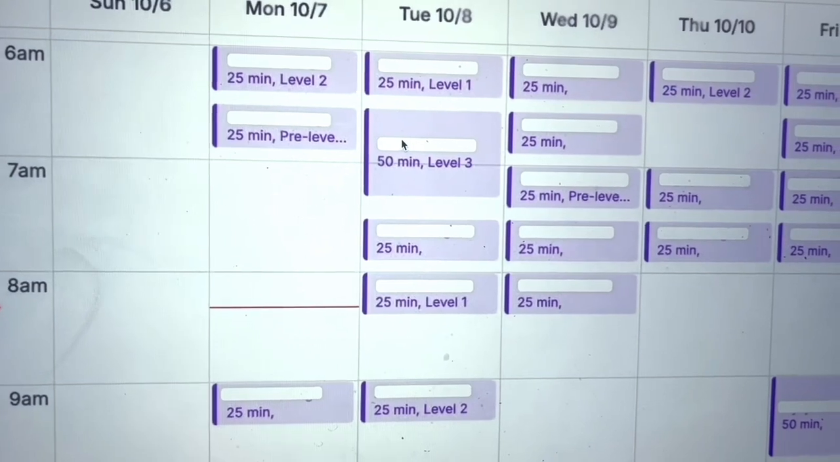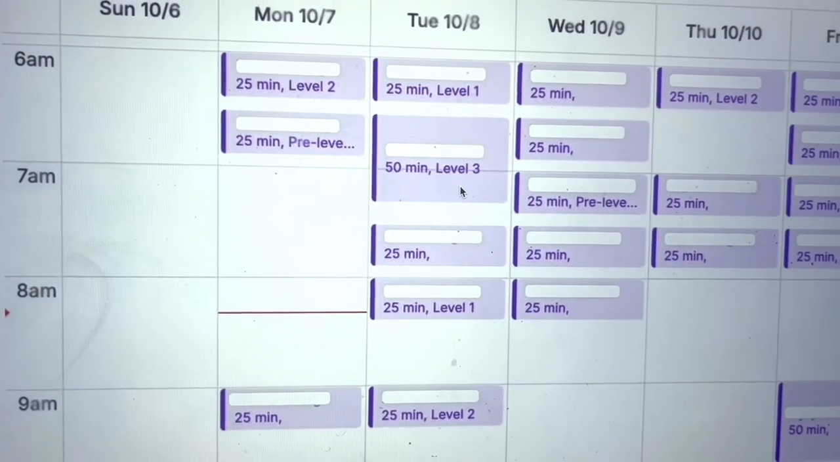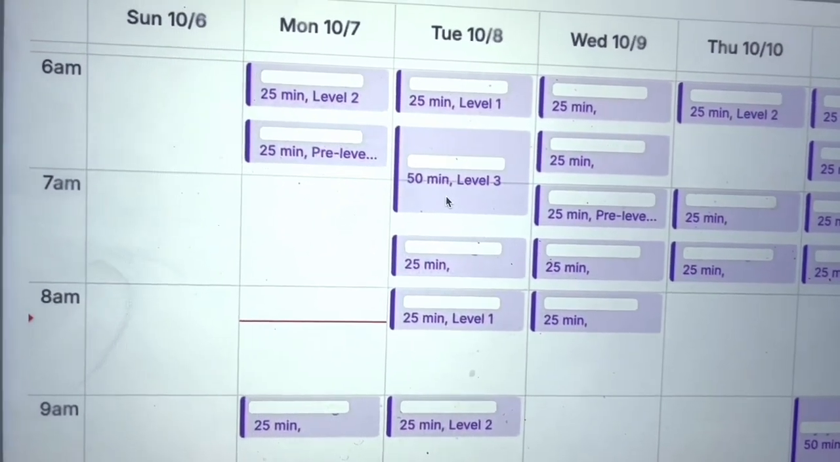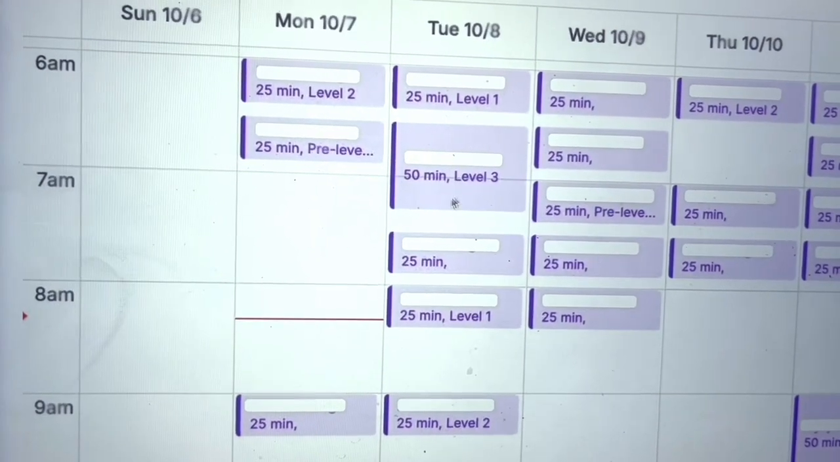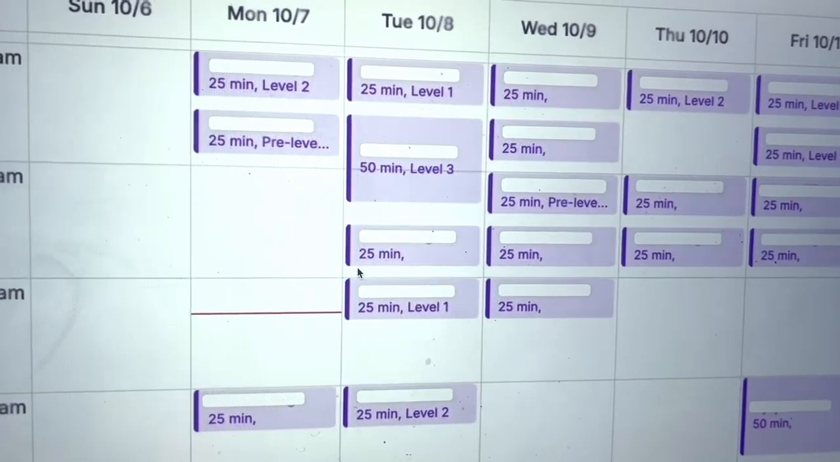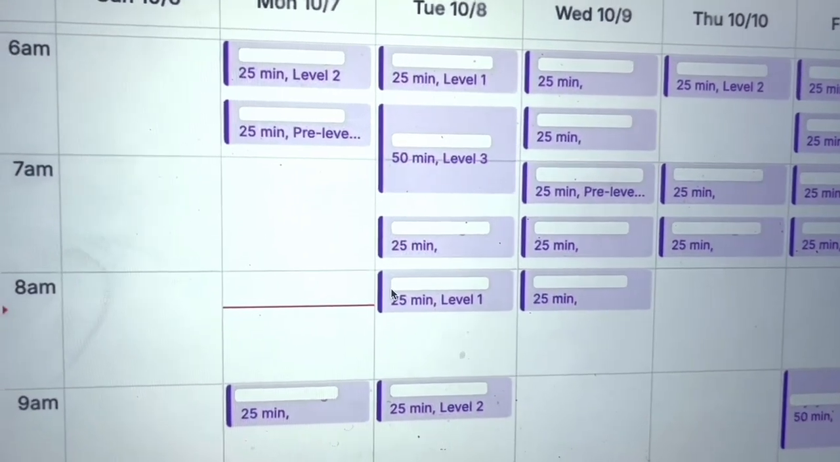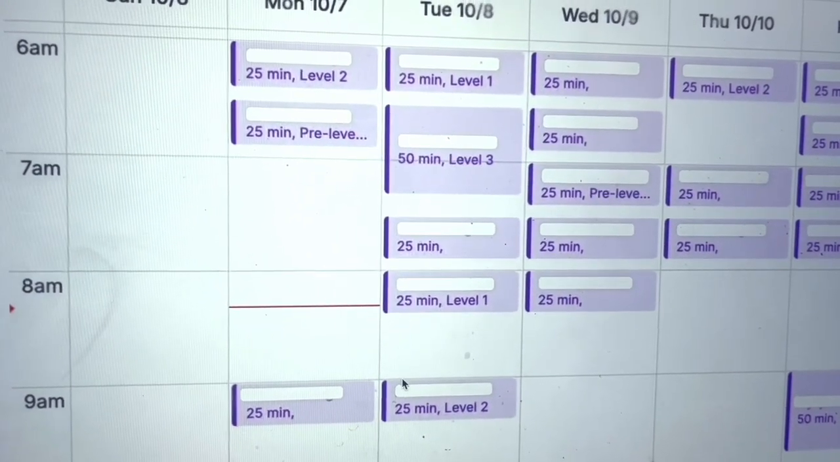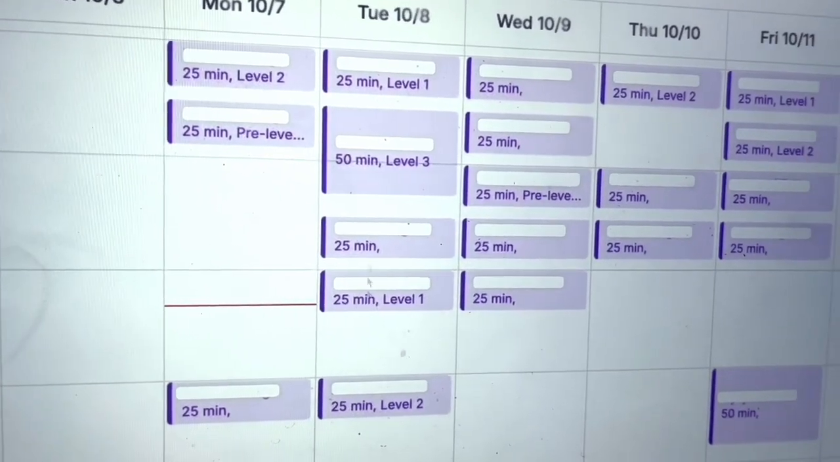And then tomorrow I have my 50-minute class, and this is actually level 3, which is great because we can dialogue for a long time. And then immediately after, each of these are 5 minutes, and then this is 10, and then I have 2 more after, and then there is a 30-minute window, and then I have a 9 a.m. class. So I have 5 classes tomorrow.